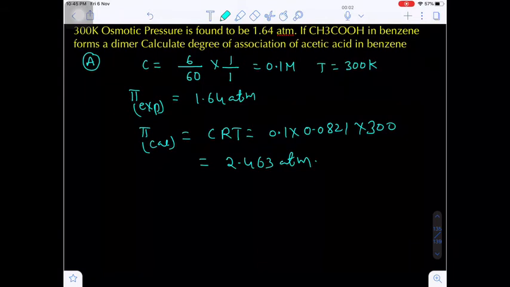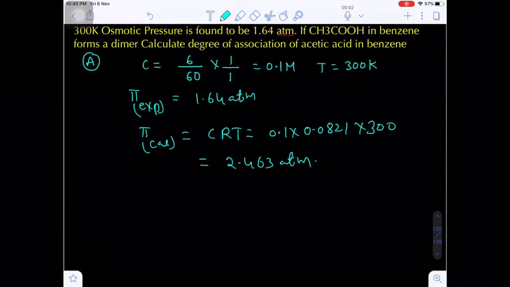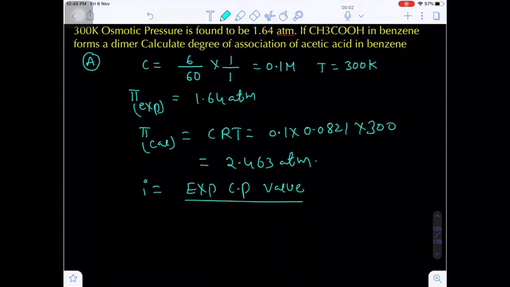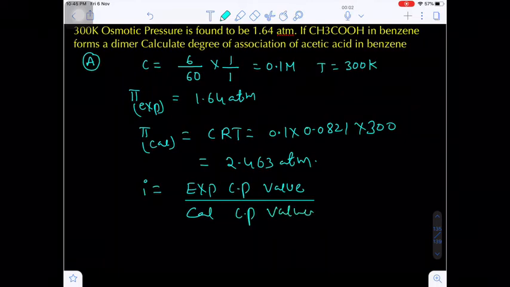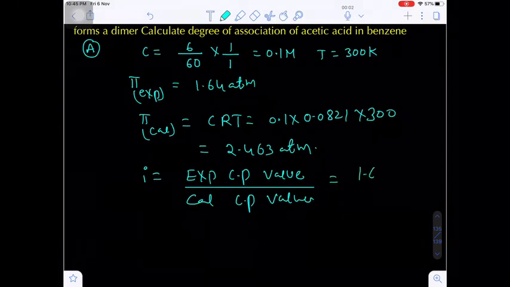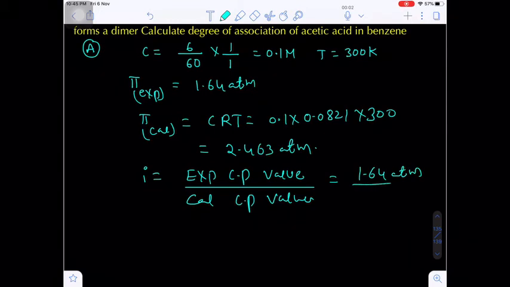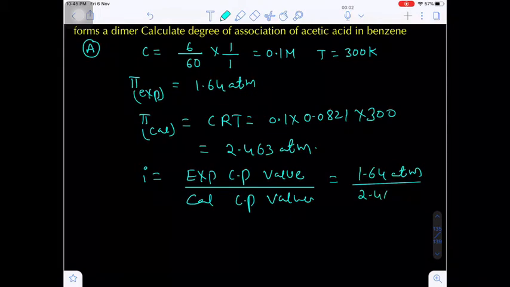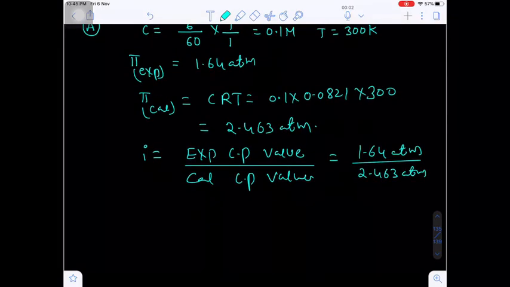Now the experimental colligative property and calculated colligative property should be equal. For equalizing these two colligative properties, Van 't Hoff introduced a factor known as the Van 't Hoff factor, that is called iota. Iota is nothing but the experimental colligative property value divided by the calculated colligative property value. Are you getting my point? That means here, what is the experimental value given in the question? 1.64 atm. But in the calculated value we should not consider the Van 't Hoff factor. According to which we have 2.463 atm. Are you getting my point?